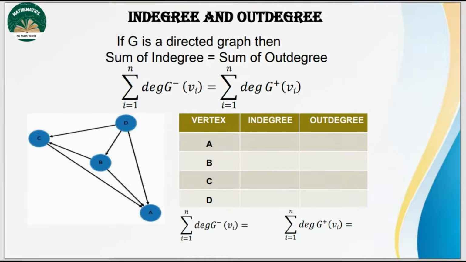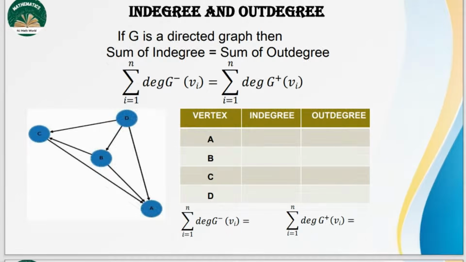Then next, the number of edges coming towards the node is called in degree. The number of edges moving away from the node is called out degree. So if the line is towards the point, it is called in degree. If the line is going out of that point, it is called out degree. So we'll check how many in degrees and out degrees there are. We have a property which says the sum of the in degrees will be equal to the sum of the out degrees.